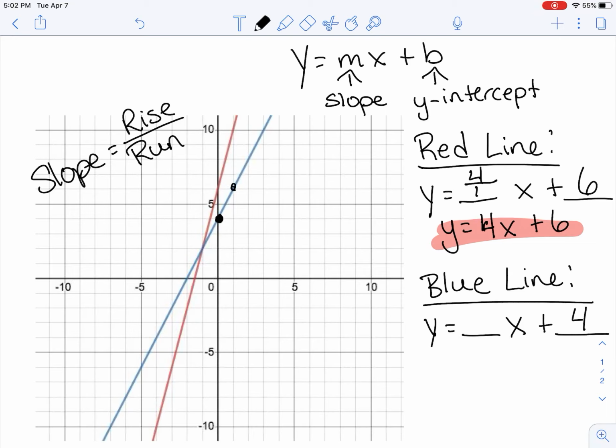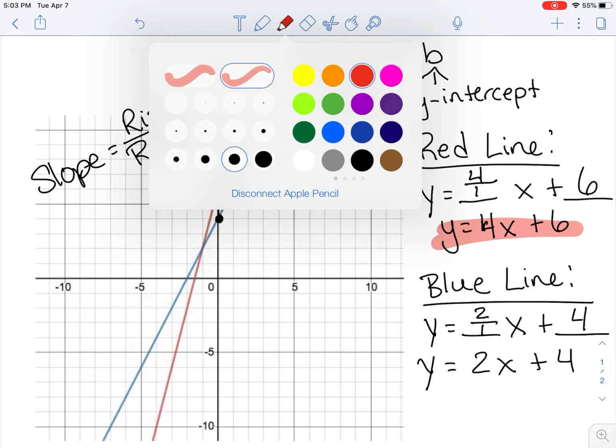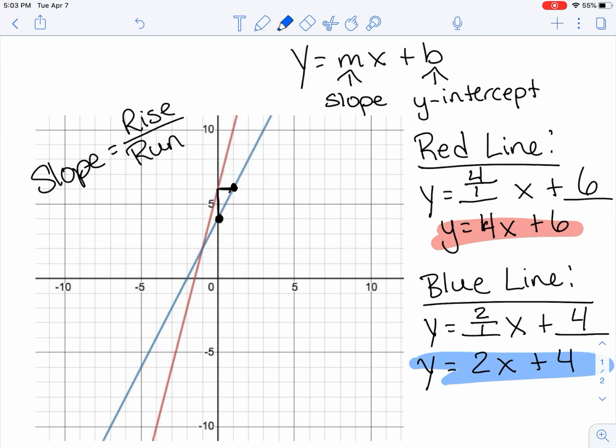Then we have another point right here that we know for sure. So I'm going to go up 2 over 1. So 2 over 1, or just y equals 2x plus 4 for the blue line.